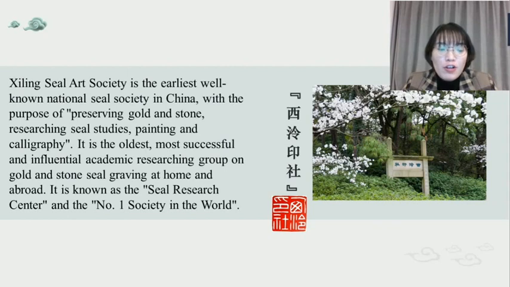In Hangzhou, there is a very famous seal art society called Xiling Seal Art Society. It is the earliest well-known national seal society in China, with the purpose of preserving gold and stone, researching seal studies, painting and calligraphy. It is the oldest, most successful and influential academic research group on gold and stone seal engraving at home and abroad. It is known as the Seal Research Center and the number one society in the world.